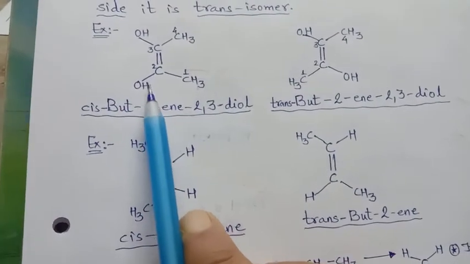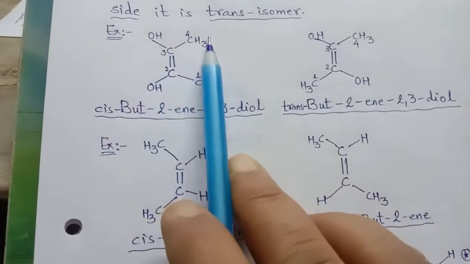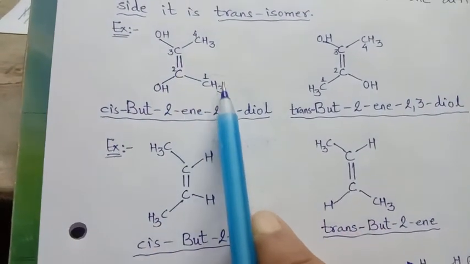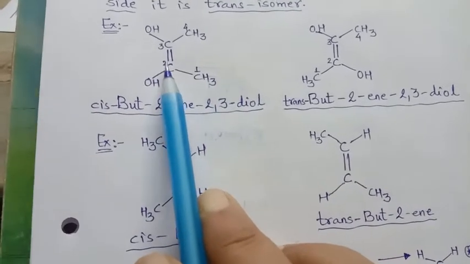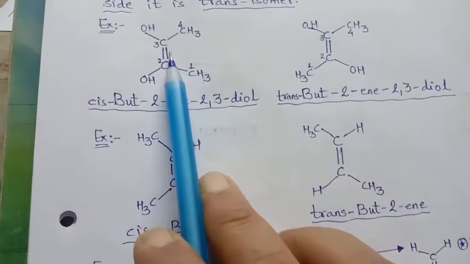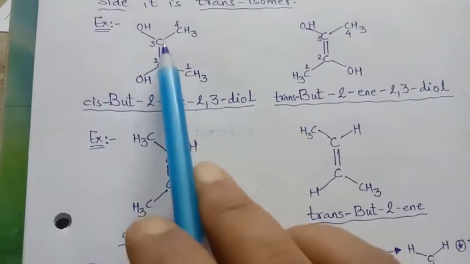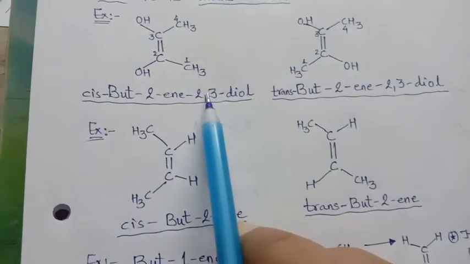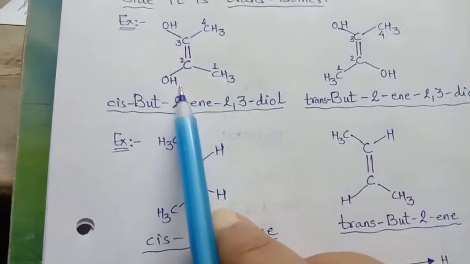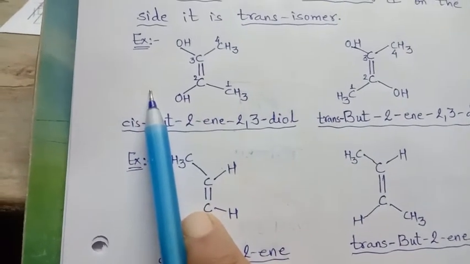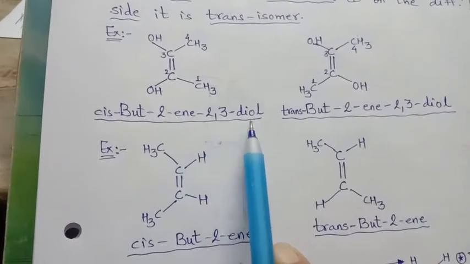So now see, here if we consider a continuous chain, then 1, 2, 3, 4. Four carbons are in a chain, so it is the butane family. Now the double bond is on the second carbon, so it is but-2-ene. There is an alcohol on the second and on the third carbon, so 2,3-diol. Now see here, both the alcohols are on the same side of the geometry, so it is cis-but-2-ene-2,3-diol.